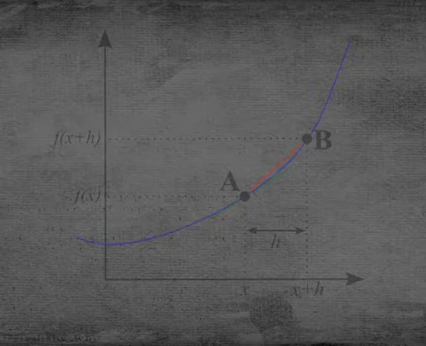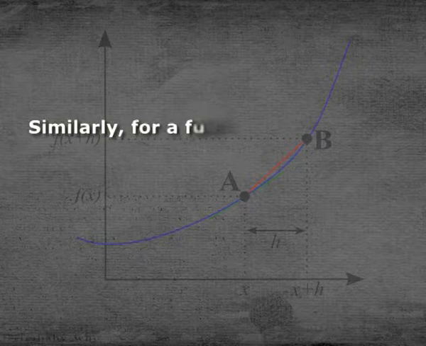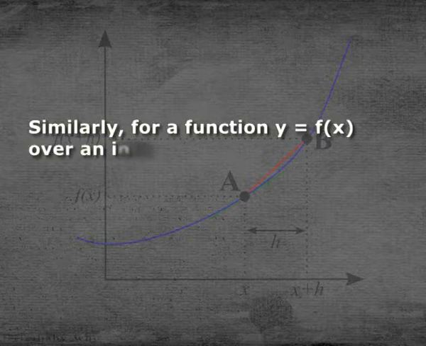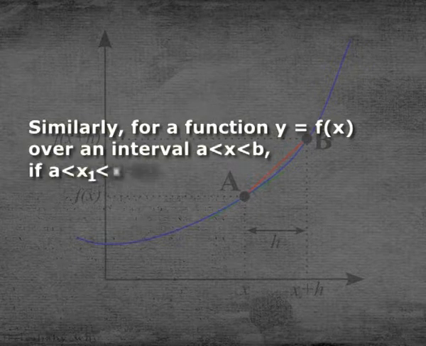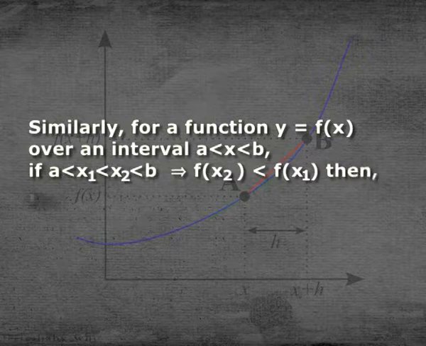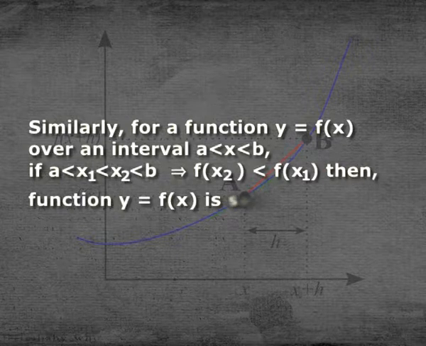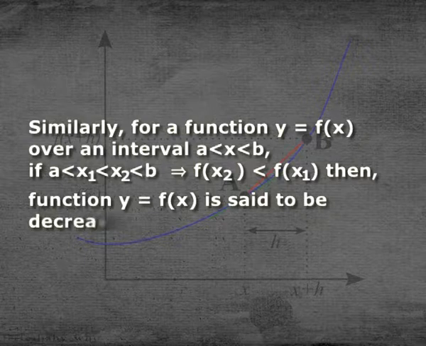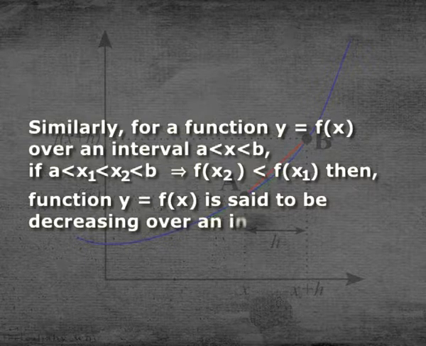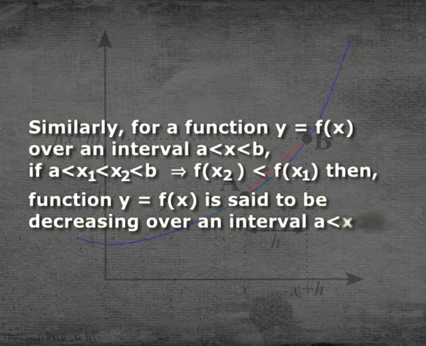Similarly, for a function y equals f of x over an interval a to b, if x1 is greater than a, x2 is greater than x1, and b is greater than x2, then f of x2 will be smaller than f of x1. Then the function y equals f of x is said to be a decreasing function over the interval a to b.